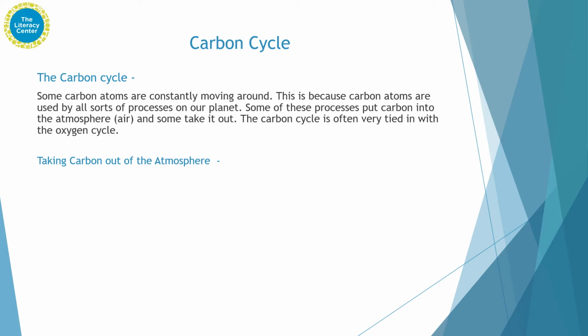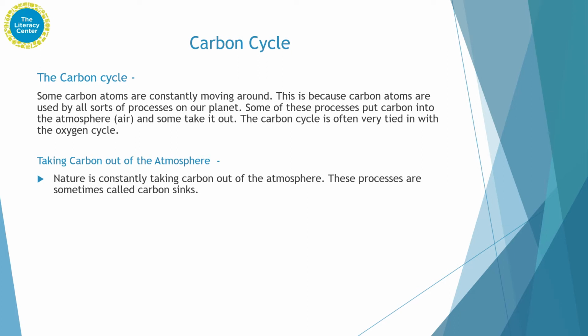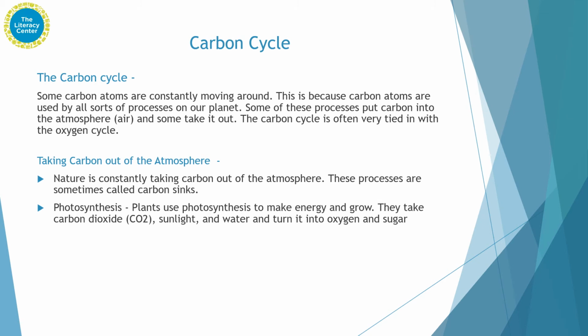One part of the carbon cycle is taking carbon out of the atmosphere. And how does this happen? Nature is constantly taking carbon out of the atmosphere. These processes are sometimes called carbon sinks. For example, photosynthesis. During photosynthesis, plants use this process to make energy and grow. They take carbon dioxide, sunlight, and water and turn it into oxygen and sugar.